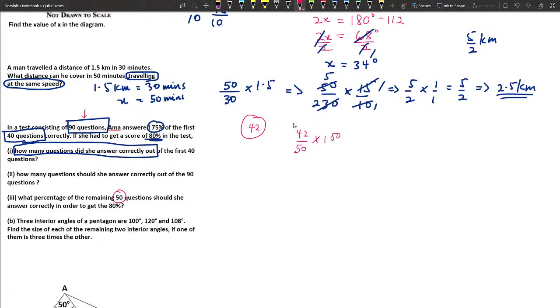We just have to put 50 here, and then we'll do our cancellations. 50 here, 1, 50 here, 2. So when we multiply, we'll get 84. So 84% of that 50 should give us 42. 84% of that 50 questions should be able to help Amma get the 80%.